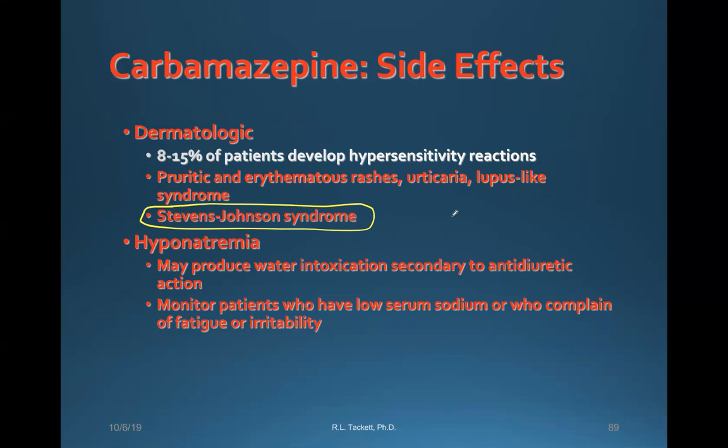So there's a few drugs that can cause this. Carbamazepine is one. So if you're getting side effects, it's not bad to easily request serum electrolytes. Those are fairly easy to get.